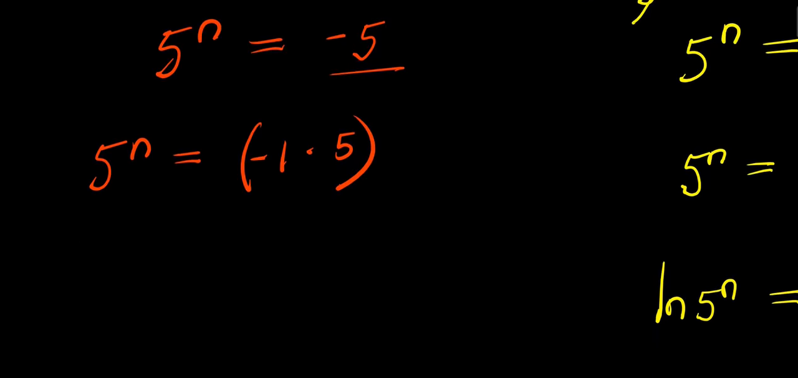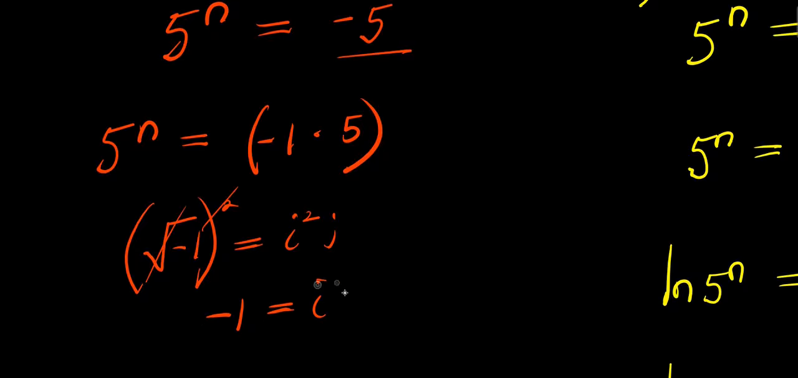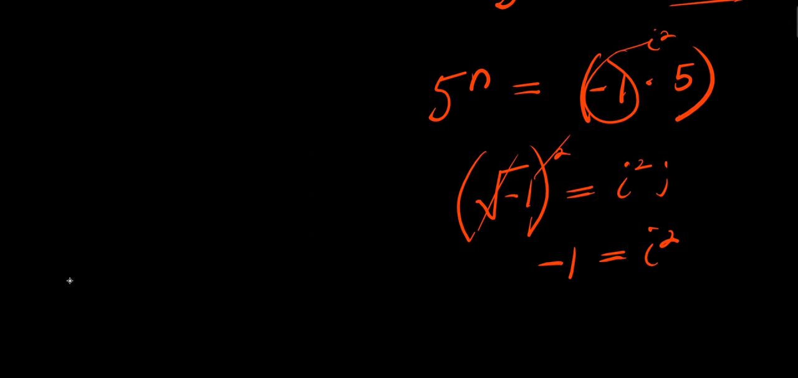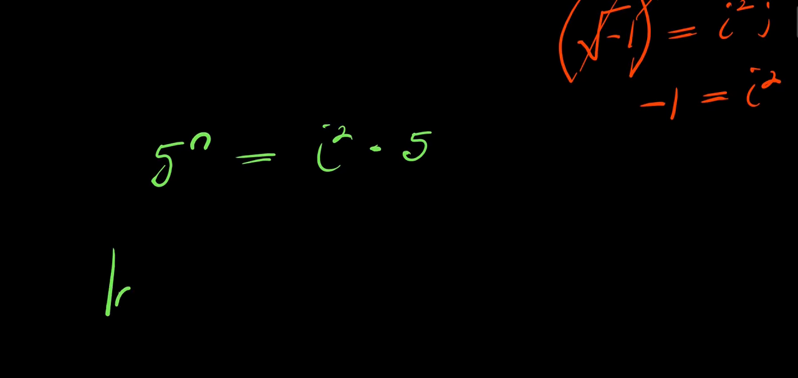Now this time around, I'll make use of this. Remember, square root of negative 1 equals I. If you take the squares of both sides, this cancels this, we have negative 1 equals I power 2. So this, we replace it with I power 2. That means we'll simply have 5 power n equals I power 2 times 5. Then what next to do is to apply natural log of 5 power n equals natural log of I power 2 times 5.